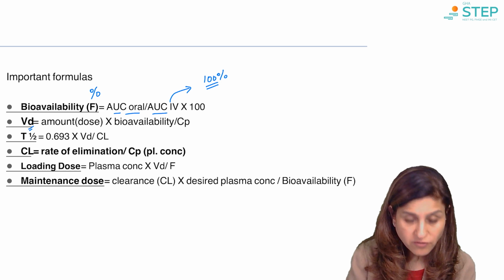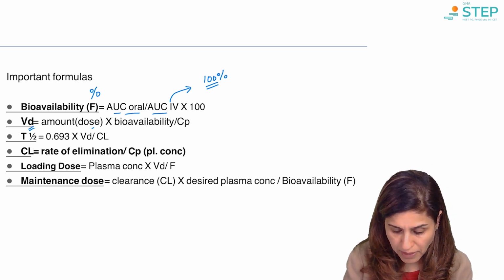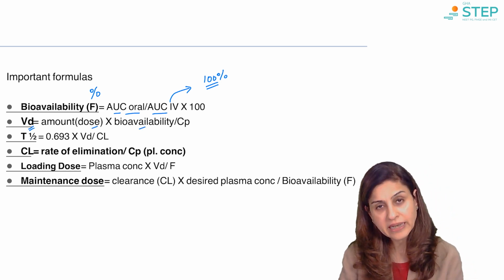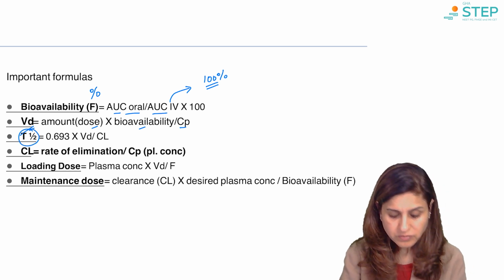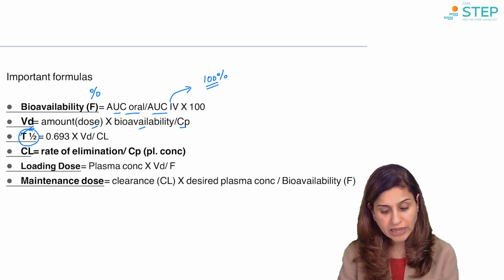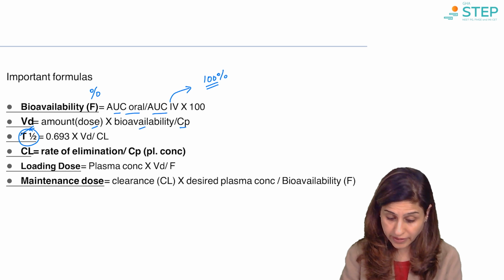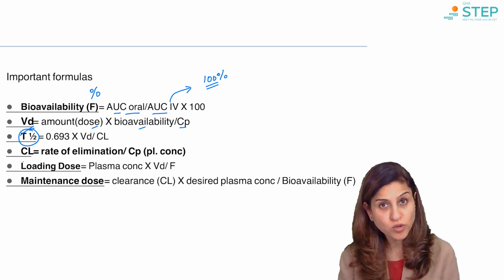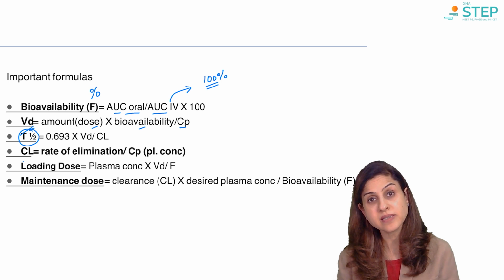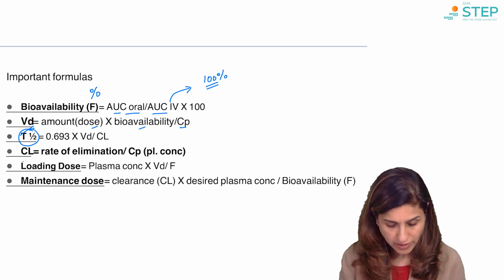Then we have VD, the volume of distribution, which depends on the amount and the bioavailability divided by plasma concentration. Half-life is 0.693 multiplied by volume of distribution divided by clearance. So you see here that half-life is inversely proportional to clearance. If more is the clearance, less will be the half-life of the drug.